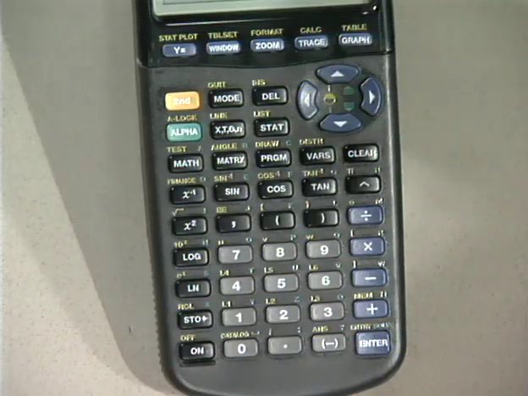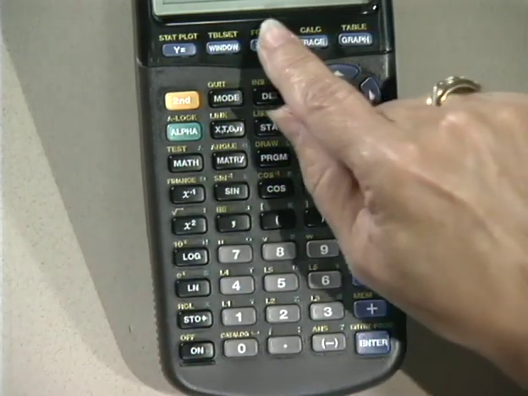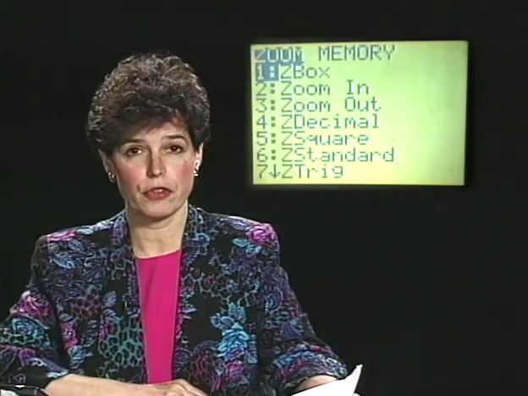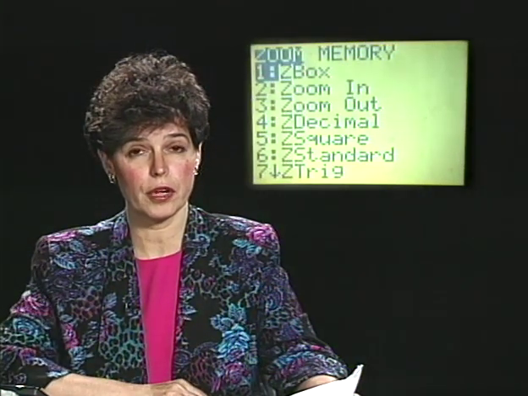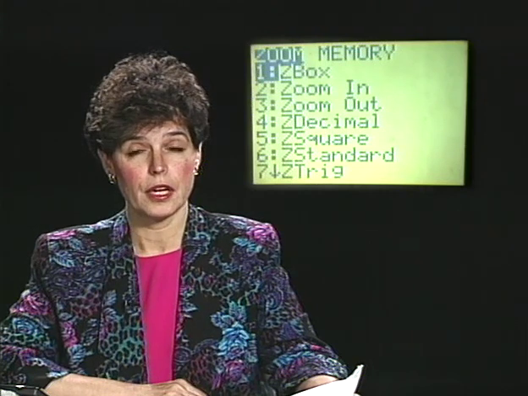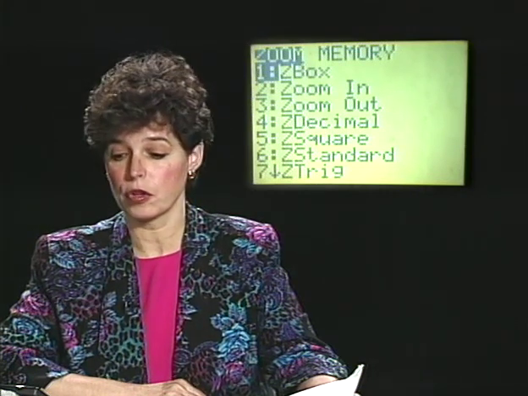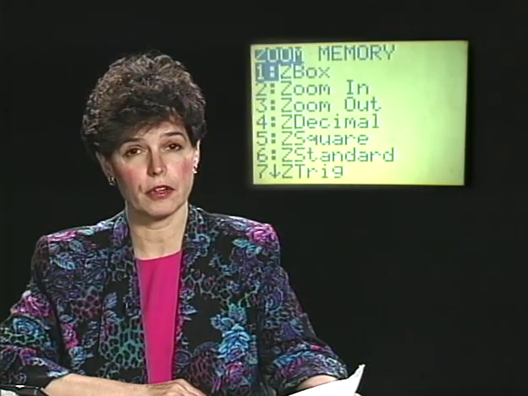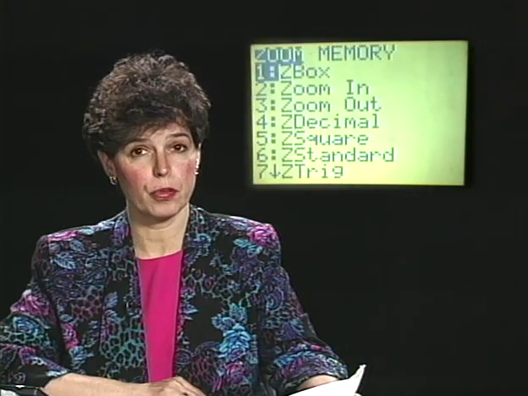We're going to start by pressing the Zoom key. It is located up at the top, right in the middle. You notice that you have quite a few different choices here, and we're going to go down to Z Standard. In order to access it, we could either push the number 6 on the calculator, or we could arrow down to it and press Enter.